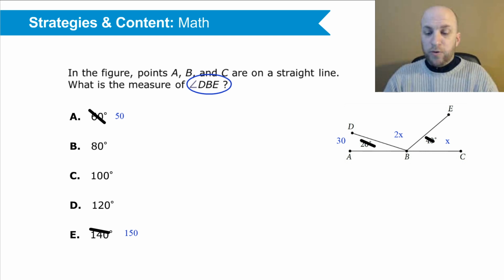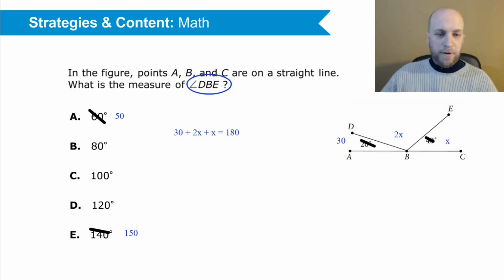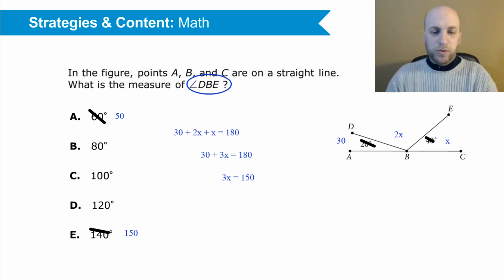So what I would do is I would grab my 30, I would grab my 2x, I would grab my x, add them all together, and set it equal to 180. From there, we're going to solve for x. I go, okay, 30 plus 3x equals 180. Take it another step forward. 3x equals 180 minus 30, which is 150. Divide by 3, x equals 50. Boom. All right, everybody. We got it, don't we? It's choice A, it's 50.